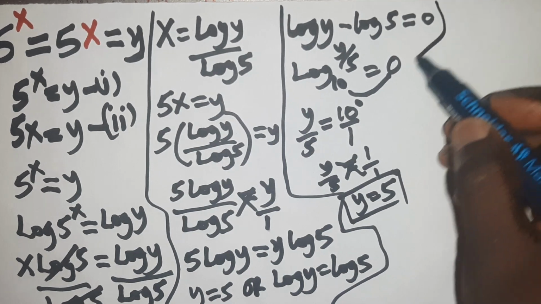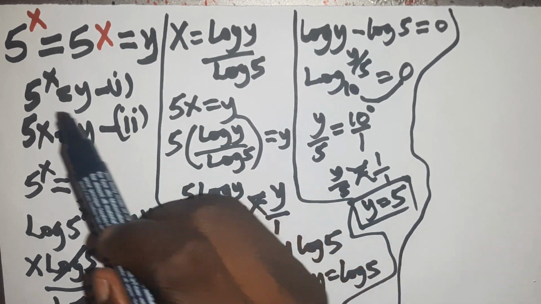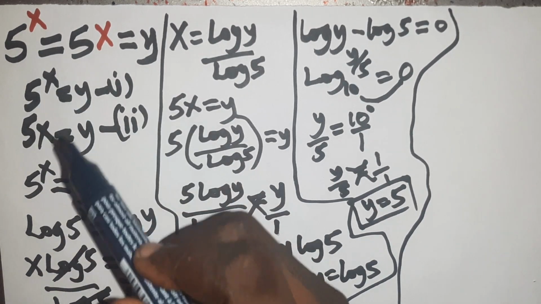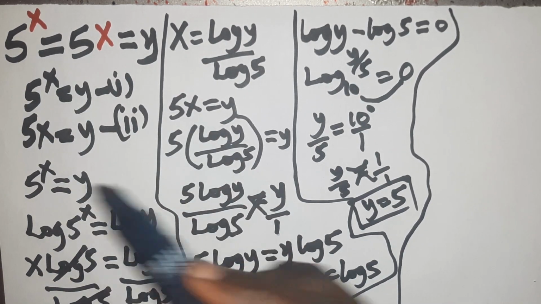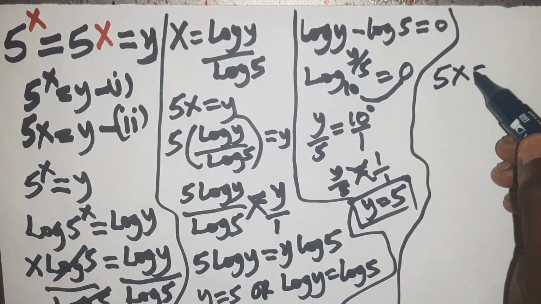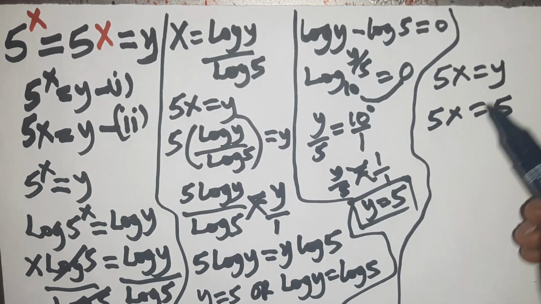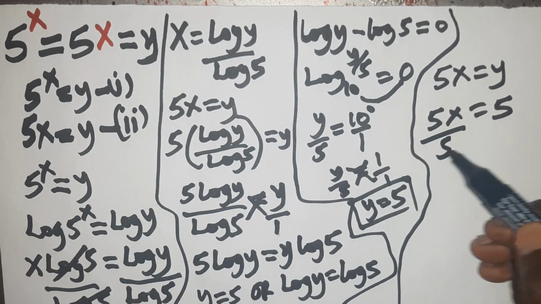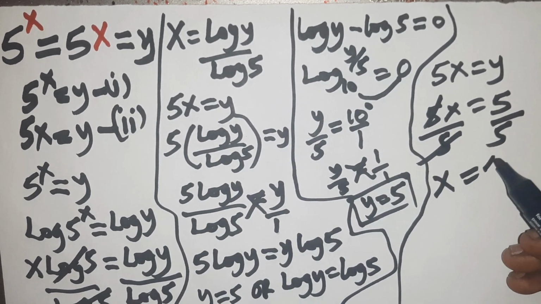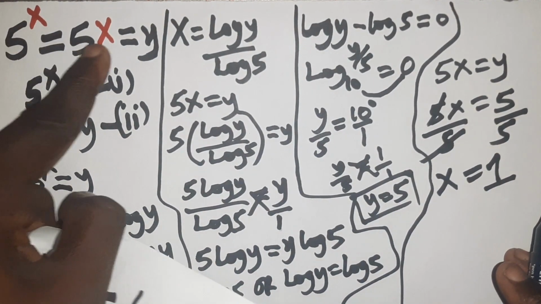So now that we are sure that y is equal to 5, we can now substitute the value of y into equation 2 to get the value of x, because x is the variable they want us to find from the initial stage. So 5x equals y, then 5x equals 5. So since y is 5, fix 5, then divide both sides by 5, then x equals 1. And it makes the equation true because 5 raised by 1 is 5 and 5 times 1 is 5.